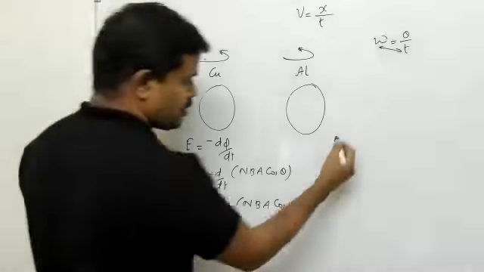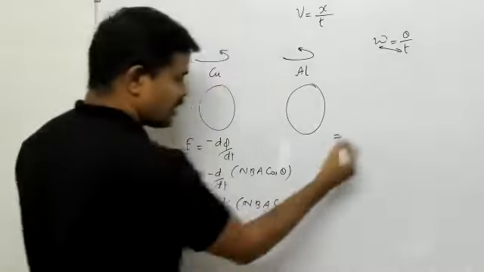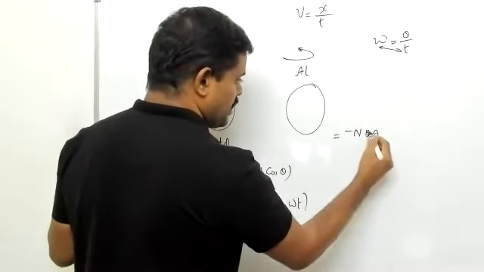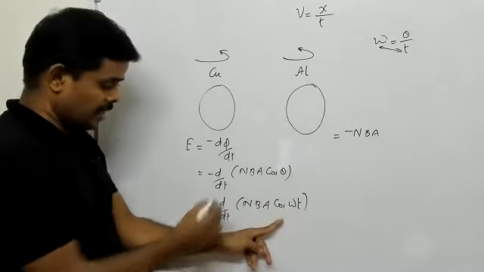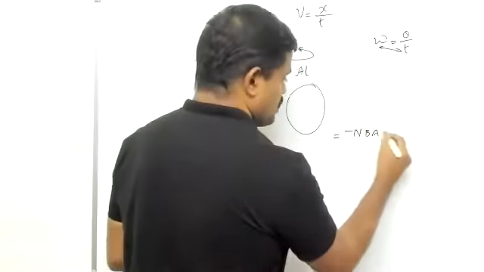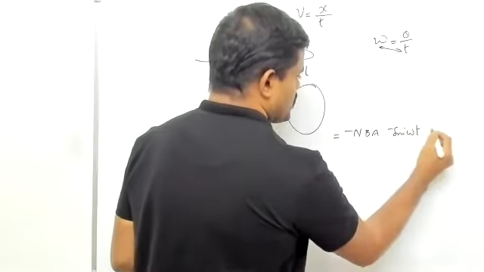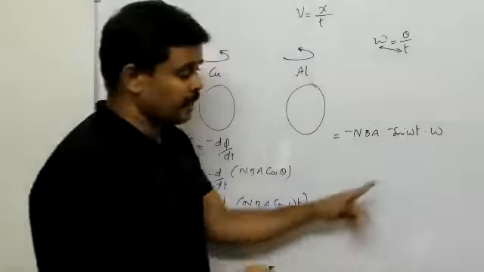So I can differentiate this. You know how to differentiate? N is taken outside, B is taken outside, A is taken outside. D by dt of cos is what? Minus sine omega t into omega. You know why I put an extra omega?